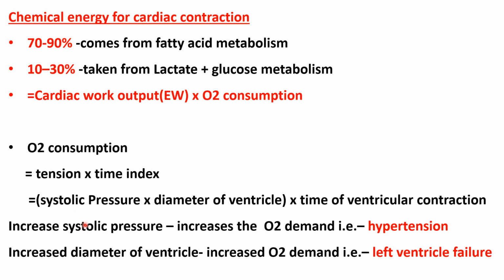This is for postgraduate discussion, and you only have to see that during hypertension the oxygen demand of the heart increases, and you need to spend more energy to push blood into the aorta. During left ventricular failure, when the left ventricular muscle is not working properly and the diameter of the ventricle is increased, more muscle is present but it is weak, it is asking for more oxygen, and increased oxygen demand you can see occurs in left ventricular failure and in hypertension. That is all about it, not important for you.